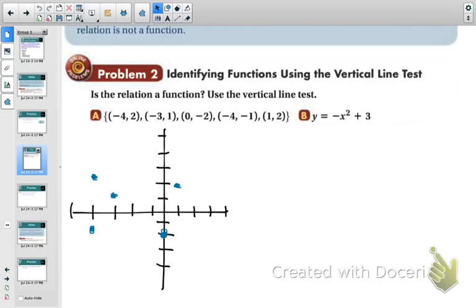So if I draw a vertical line anywhere on this graph, for example, right here, or right here, or right here, and I have 2 points that cross that line, 2 or more, then it is not a function. So if you look at this one right here, at -4, I've got this point right here that crosses, and this point right here that crosses. That would be this one and this one. So because I have more than one point right there that crosses, it is not a function.